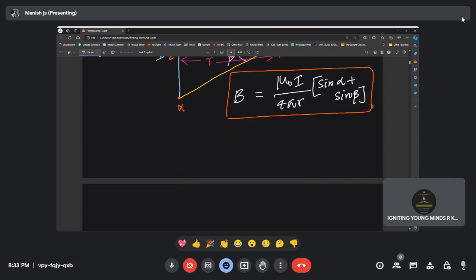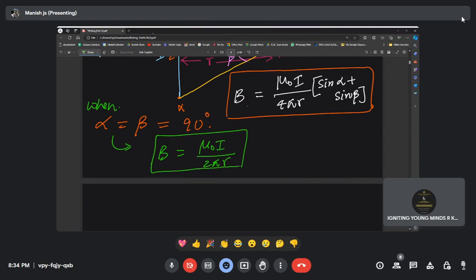Now there are different cases for this. When alpha and beta are both equal to 90 degrees, you know what is going to happen, right? Just substitute in this magnetic field expression. What do you get? B is equal to sine 90 plus sine 90. 1 plus 1 is 2, so you will get 2 times mu naught I upon 4 pi r. Simplifying further, you will get mu naught I upon 2 pi r. This is what you will get if both are equal to 90.